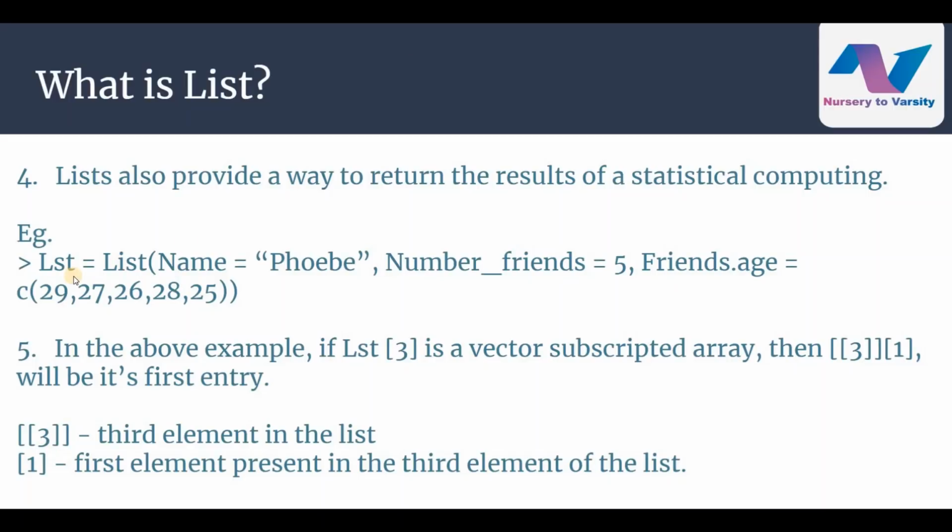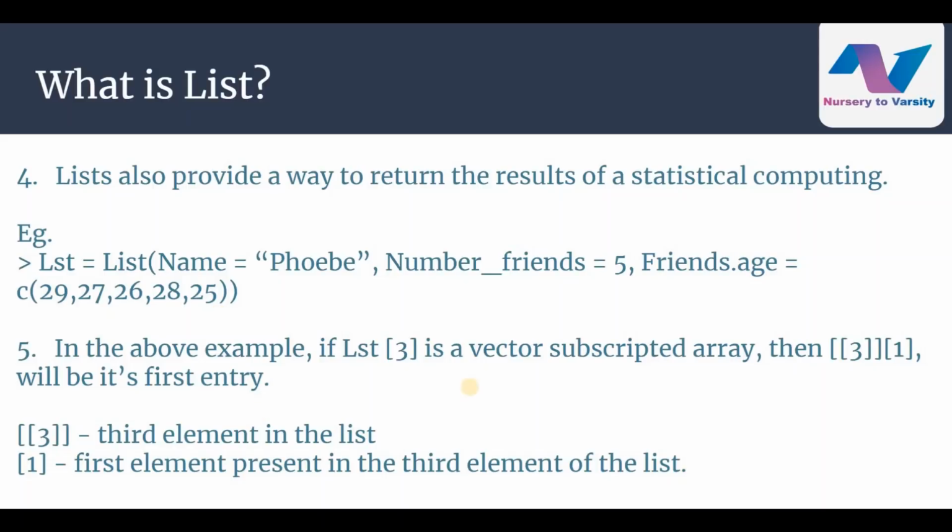Let's take an example. We have taken a variable LST, wherein using the list function, we have entered a few parameters. These parameters are name, number, friends and friends age. The first parameter contains the character value, the second parameter contains the numeric value, and the third parameter contains the numeric value. But there is more than one numeric value, so this is the vector. So the third element contains the vector.